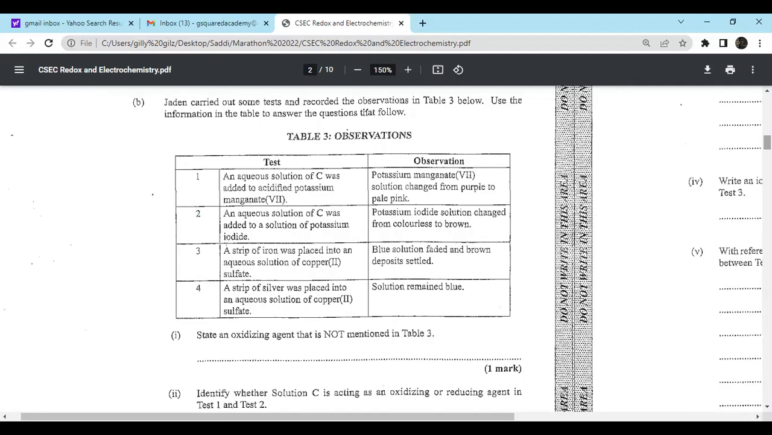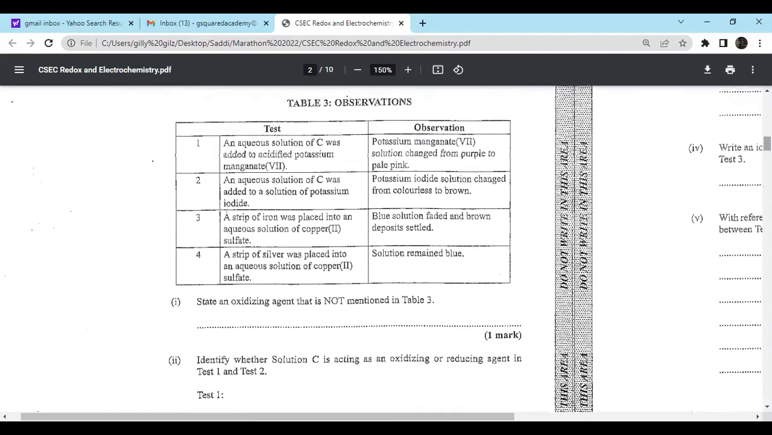because remember, the oxidizing agent is reduced. All right, next one now, an aqueous solution of C was added to a solution of potassium iodide. Potassium iodide solution changed from colorless to brown. All right, something is happening there. A strip of iron was placed into an aqueous solution of copper 2 sulfate. All right, blue solution faded and brown deposits settled. A strip of silver was placed into an aqueous solution of copper 2 sulfate. Solution remained blue.